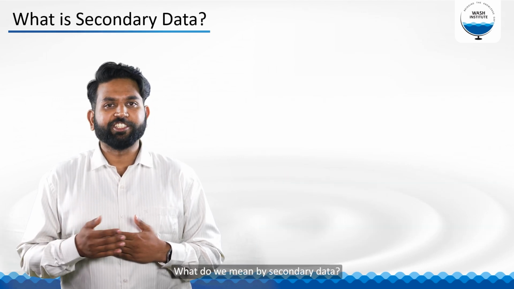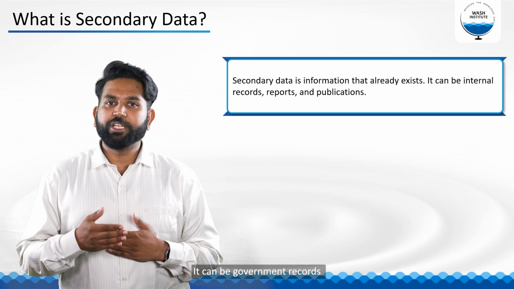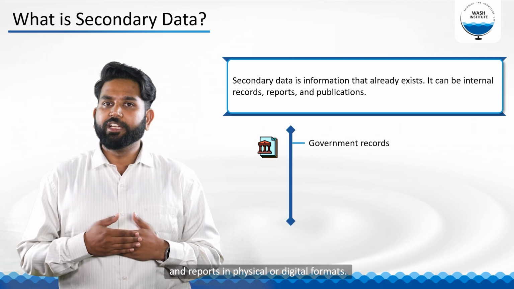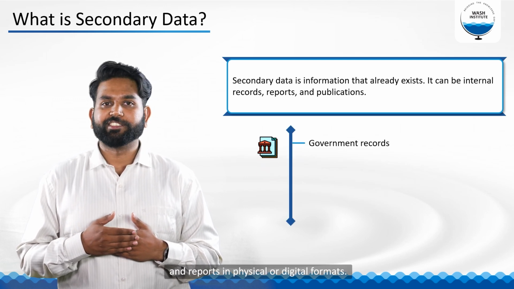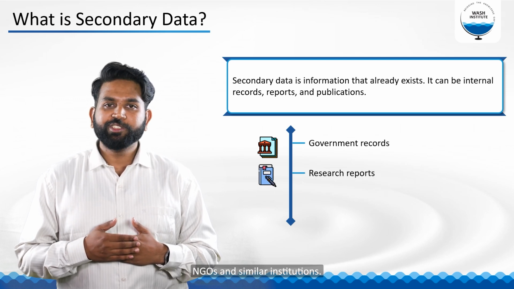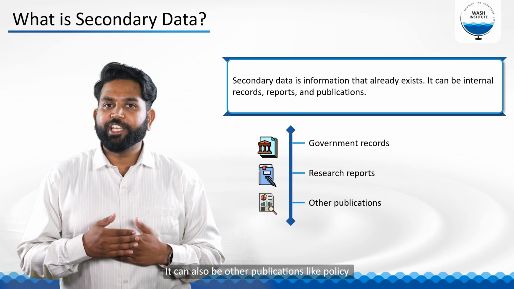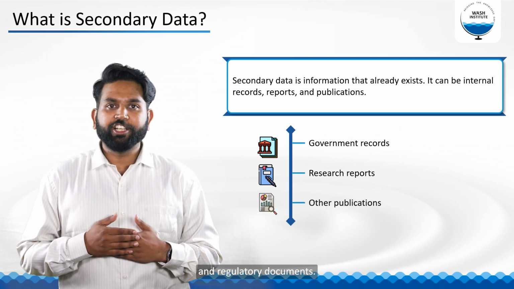What do we mean by secondary data? It is the information that already exists. It can be government records and reports in physical or digital formats. It can be research reports published by academicians, NGOs, and similar institutions. It can also be other publications like policy and regulatory documents.